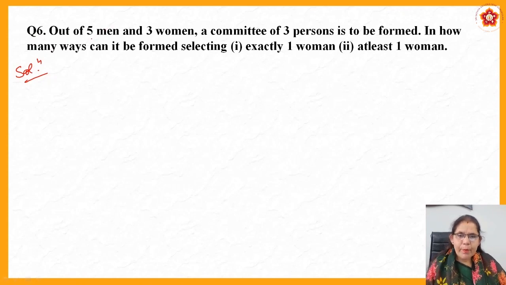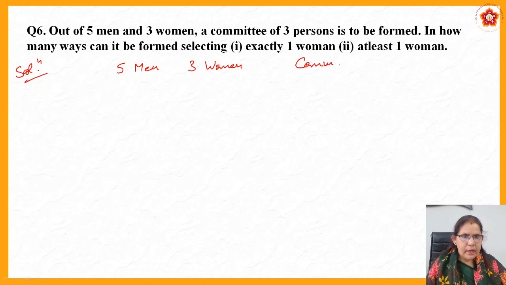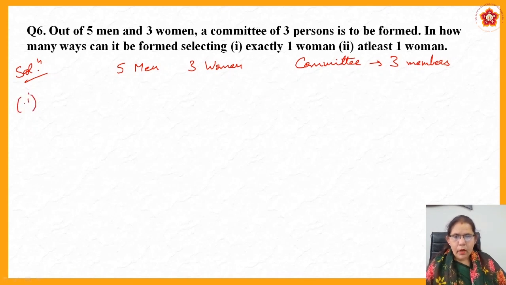Out of 5 men and 3 women, a committee of 3 persons is to be formed. There are 5 men and 3 women. And the committee has to have only 3 persons or 3 members. In how many ways can it be formed selecting exactly 1 woman?